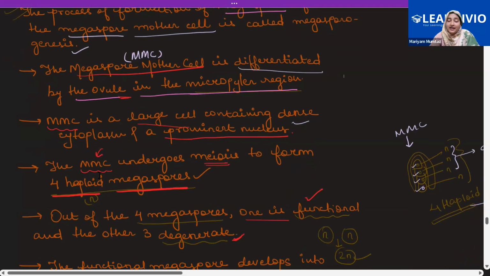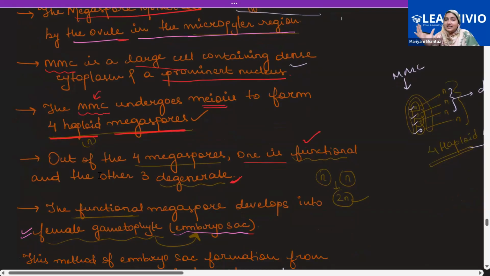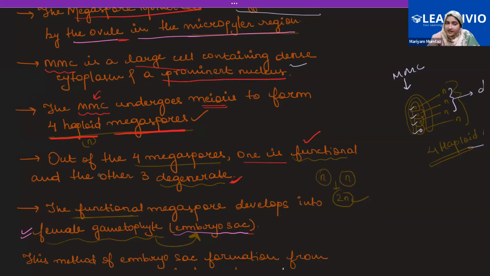Now, the megaspore mother cell is a large cell which contains a lot of cytoplasm, a very dense cytoplasm, and a big showy nucleus. So they contain a prominent nucleus. The megaspore mother cell undergoes meiosis so that it can form 4 haploid megaspores.